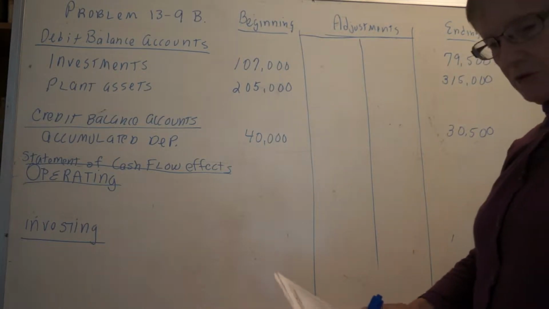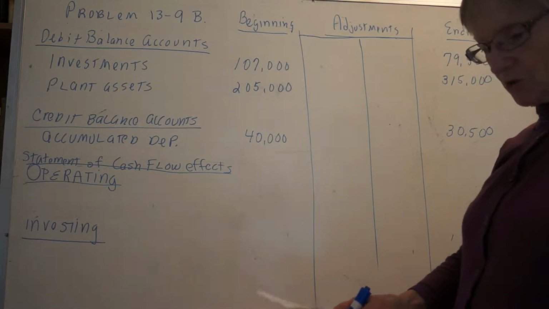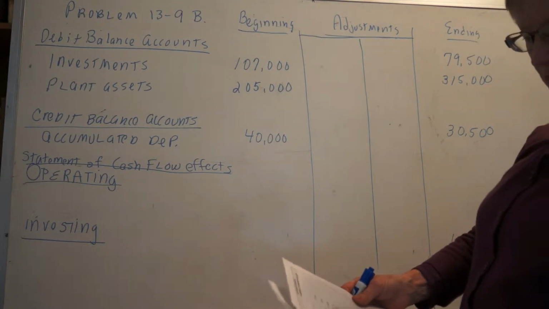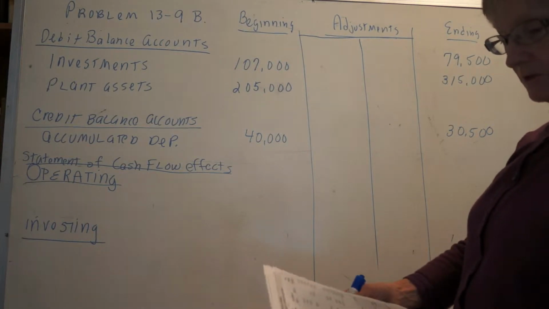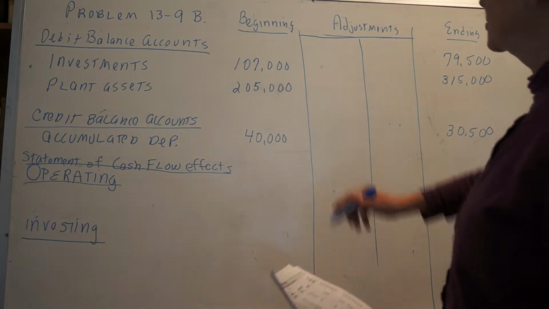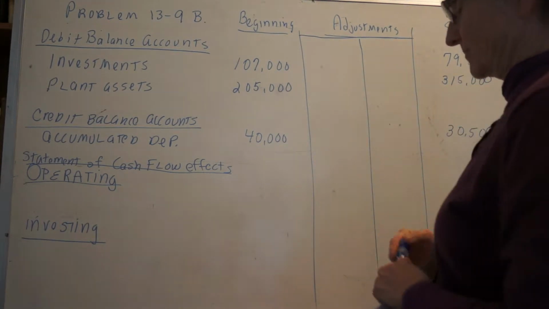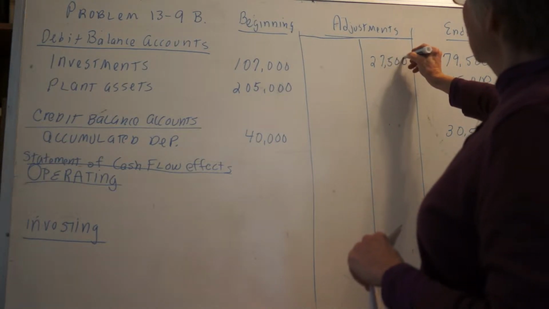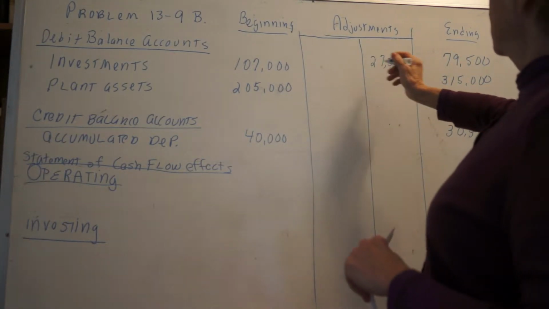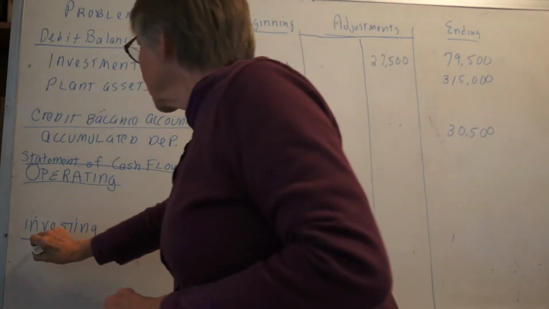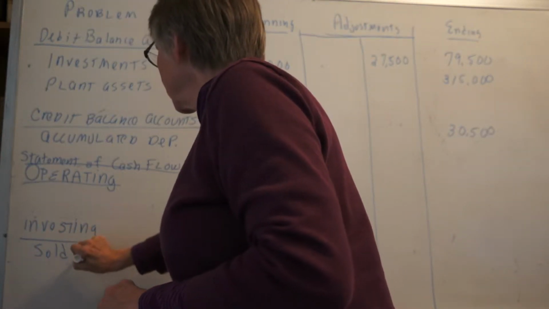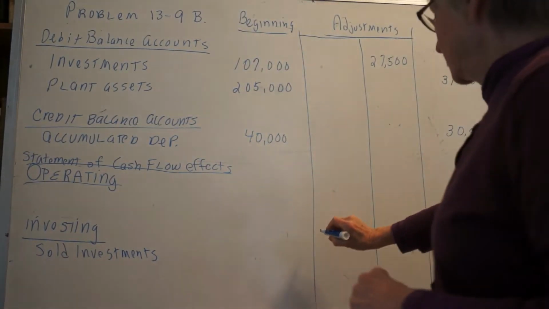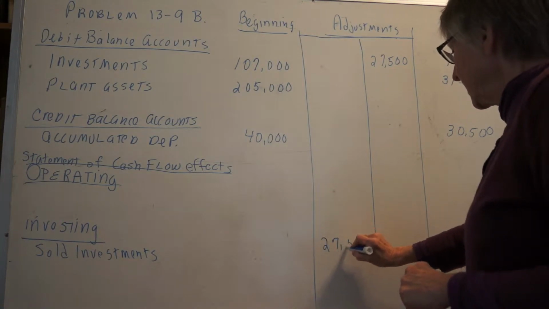So here we look at the notes, and it says investments were sold at cost. Okay, so the difference between the two accounts, which would be the amount of the investments that were sold since they were sold at cost, is 27.5, and that means there were no gains or losses on those transactions. So we can simply say that explains that the investments were sold. We go to the investing section, and we say we sold investments. And it makes sense that we would have gotten some cash.